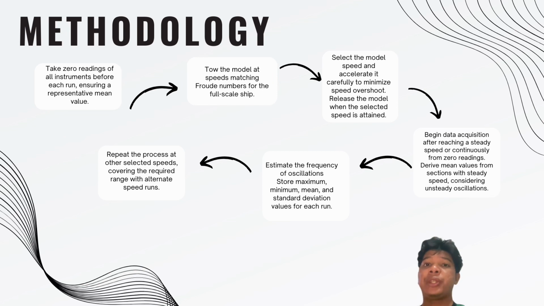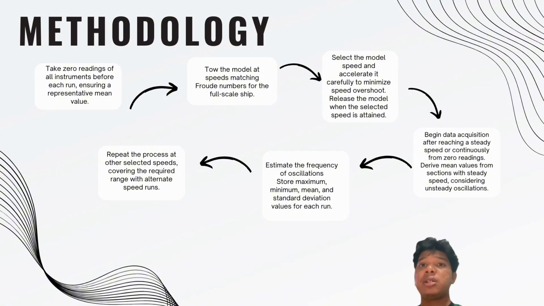First of all, we take zero readings of all instruments before each run. We ensure a representative mean value. Then, we tow the model at speeds matching Froude numbers for the full scale ship. Third, select the model speed and accelerate it carefully to minimize speed overshoot. Then we release the model when the selected speed is attained.